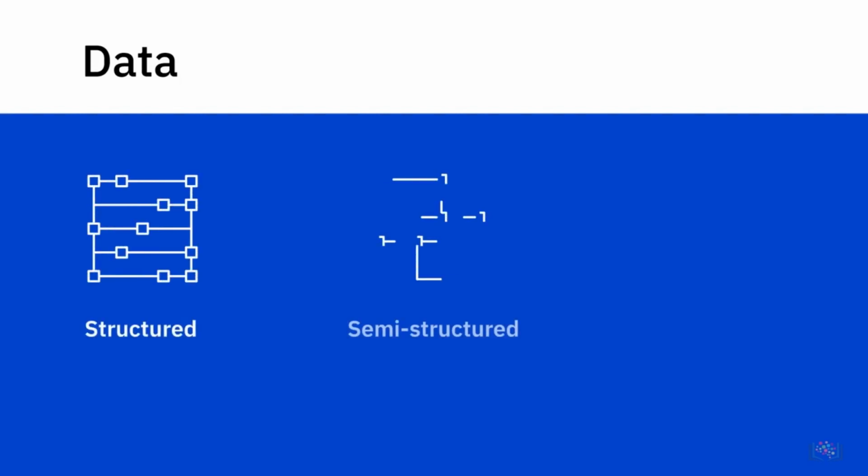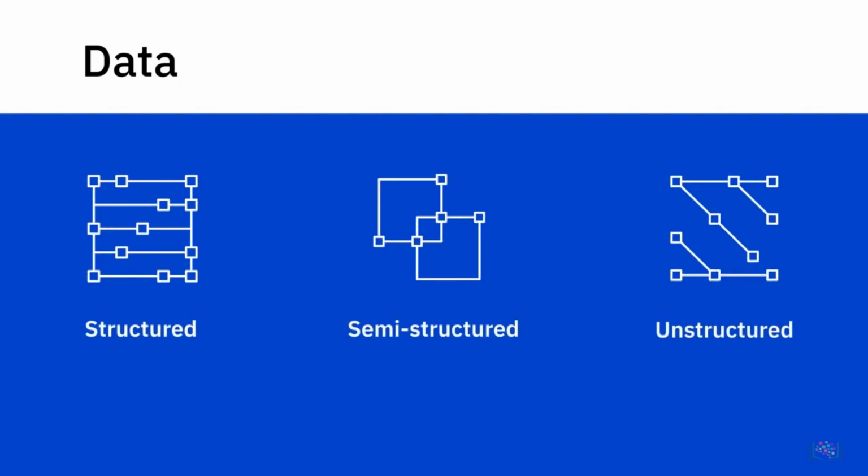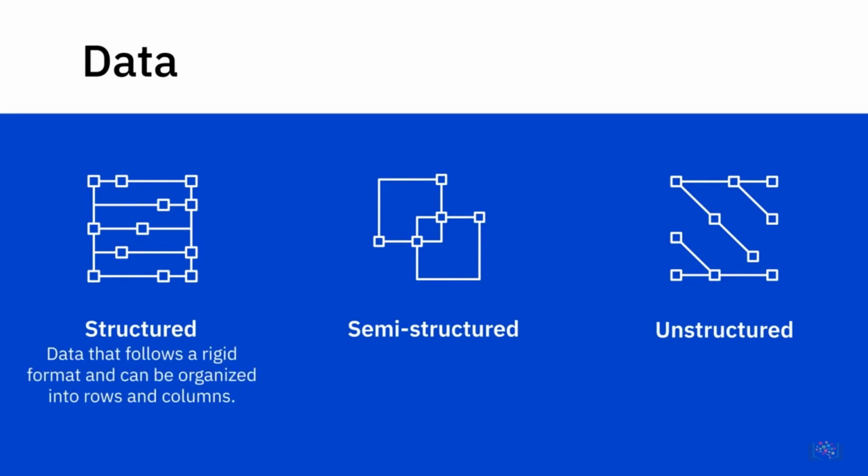Let's first talk about data. Based on how well defined the structure of the data is, data can be categorized as structured, semi-structured, or unstructured. Data that follows a rigid format and can be organized neatly into rows and columns is structured data. This is the data that you see typically in databases and spreadsheets, for example.